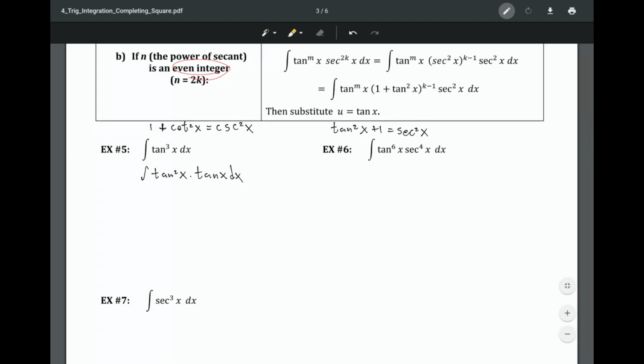All right, so tangent squared of x is going to be secant squared of x minus 1. And well, the tangent of x dx is going to stay the same. Okay, so what we're going to do now, let's see. We want to distribute first. So we're going to distribute that tangent. So I have the integral of secant squared x tangent x minus tangent x dx.